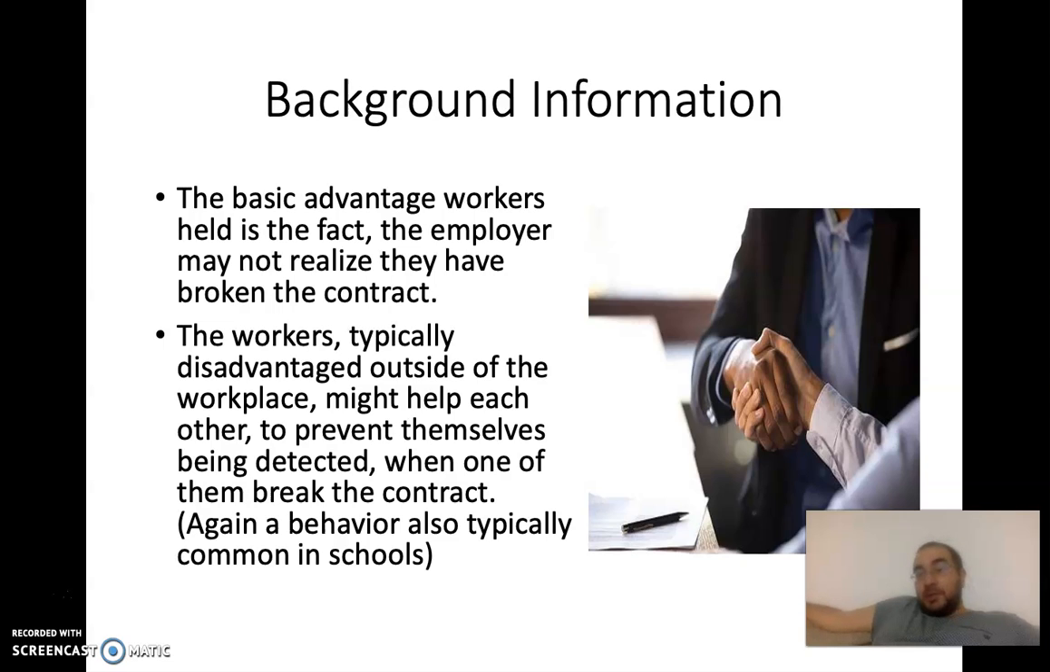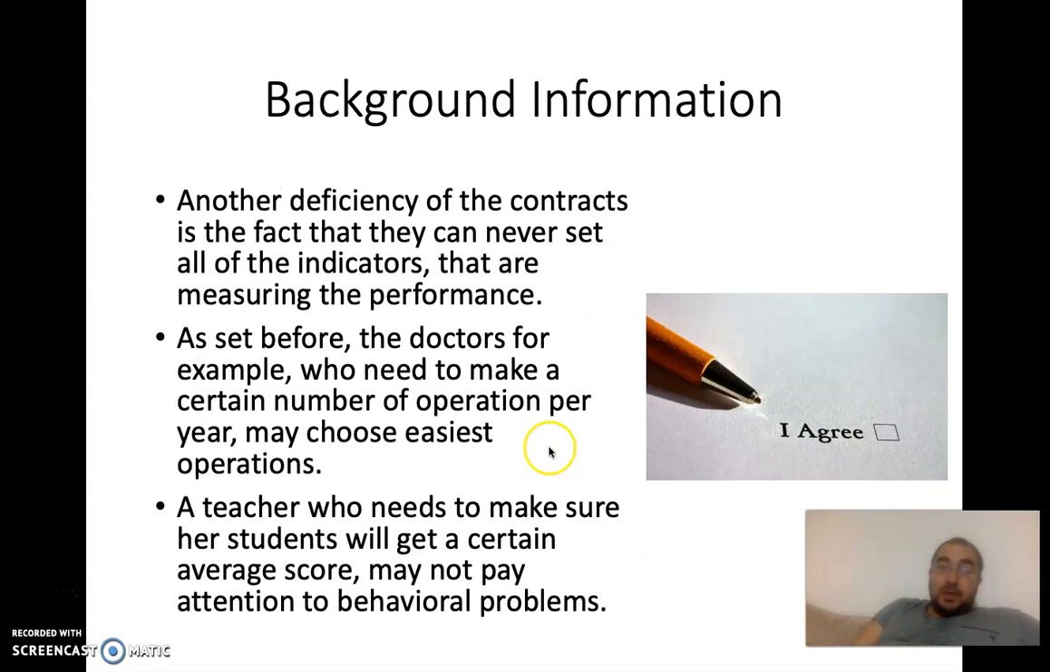But workers have the advantage of having knowledge of the workplace. In this case, the employers may not realize that they have broken the contract. One thing is that workers might help each other to make sure the employer does not realize that the contract is being broken, or detect it.